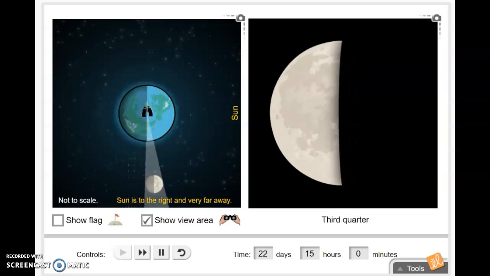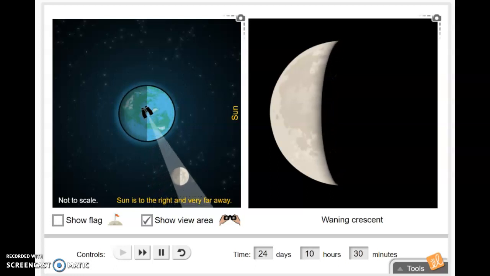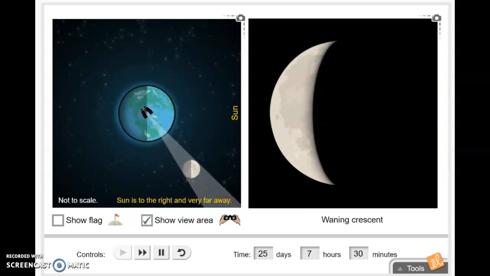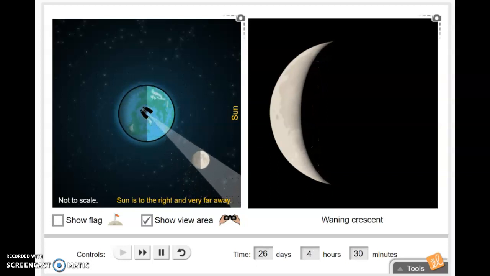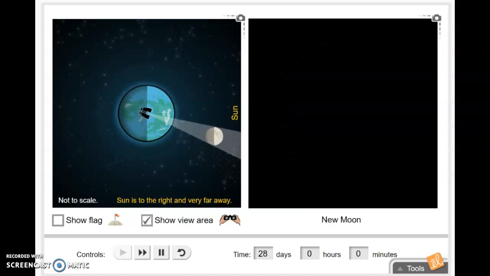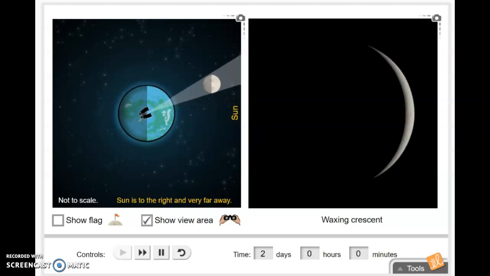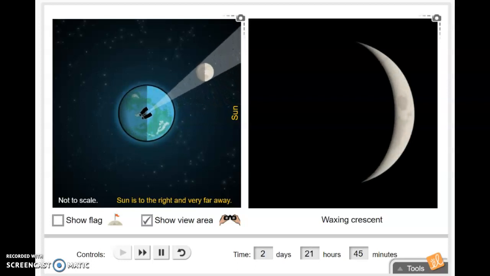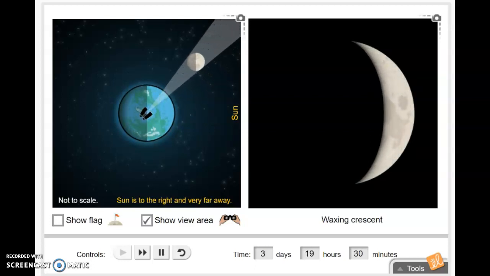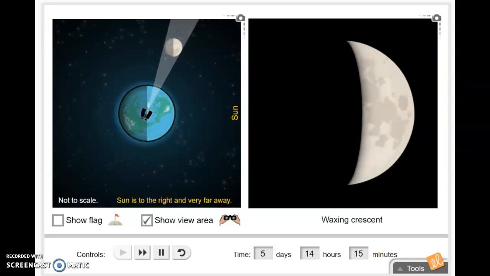Question 4 is 2 parts. So look at the overhead view of the moon and Earth. How much of the moon is always lit up or illuminated by the sun? Doesn't mean we'll be able to see it. Just means how much is always getting some sunshine on it, okay?